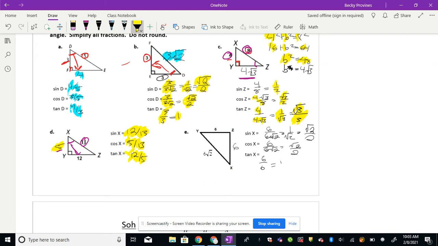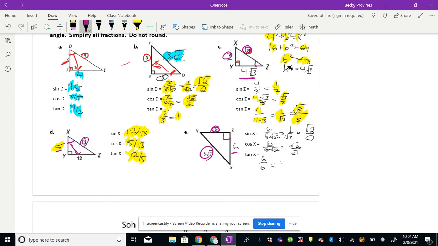Lastly, we have letter E. So we have a triangle with a side length of 6. The hypotenuse is going to be 6 root 2, which means this other side length is going to be 6. We know that is a 45, 45, 90 triangle. Of course, you could use the Pythagorean theorem to solve that, but we know that the hypotenuse is going to be root 2 times greater than the legs.